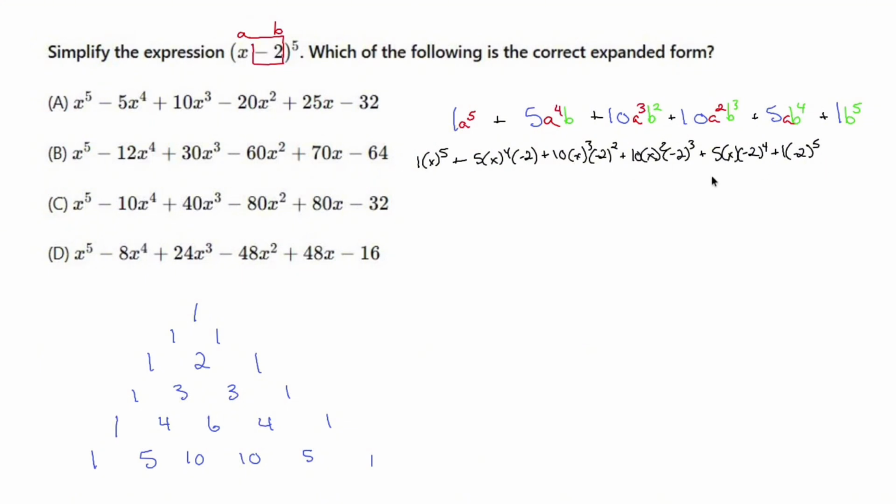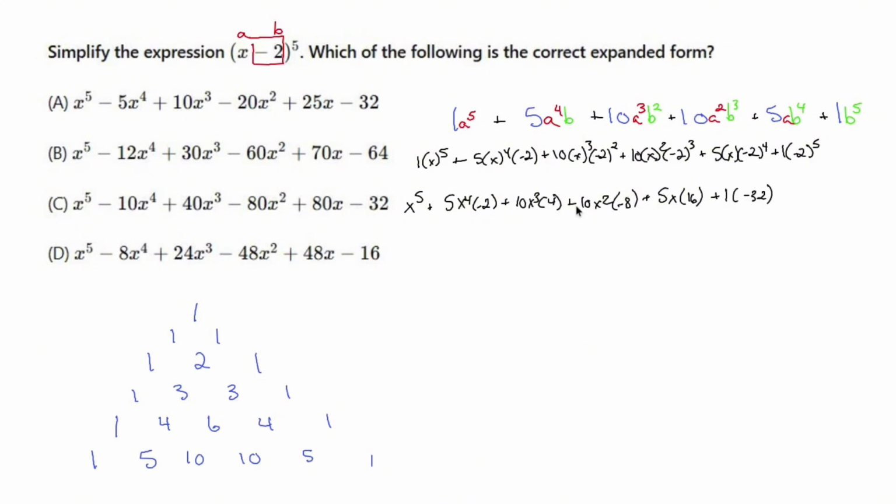Now it's just a terrible looking PEMDAS problem. 1 is 1, you don't need it anymore. x to the fifth is x to the fifth. Plus 5 times x to the fourth times -2, we'll clean that up. Plus 10 times x to the third. Negative 2 squared is positive 4, we'll clean that up. Plus 10 x squared. Negative 2 to the third is negative 8, we'll clean that up. Plus 5, x is x. Negative 2 to the fourth is 16, we'll clean that up. Plus 1, negative 2 to the fifth is negative 32, we'll clean that up.